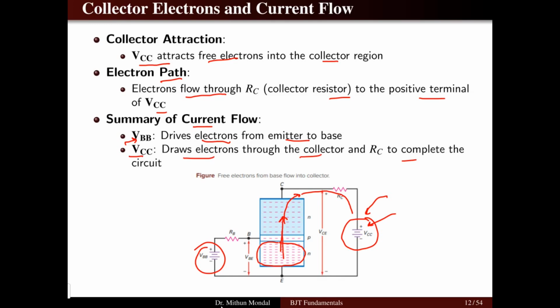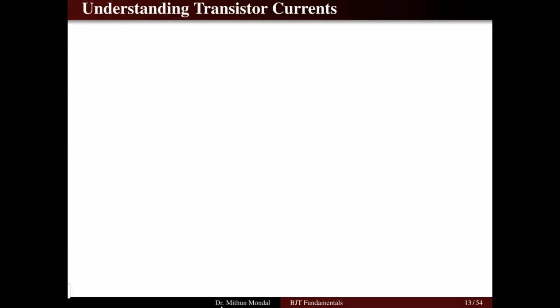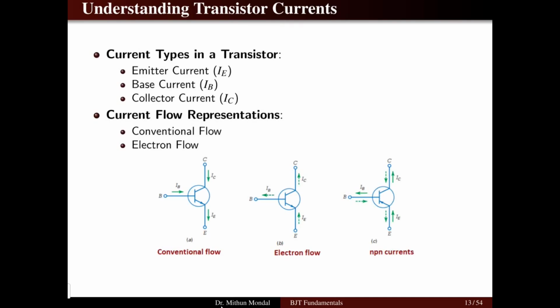So this forcing of the electron from the emitter to base and then to collector, the voltage will attract this electron and it will complete the full circuit. Now let us try to understand the transistor current. When we talk about the current in the transistor, there are three important currents. First, the emitter current given by IE, the base current IB, and the collector current IC.